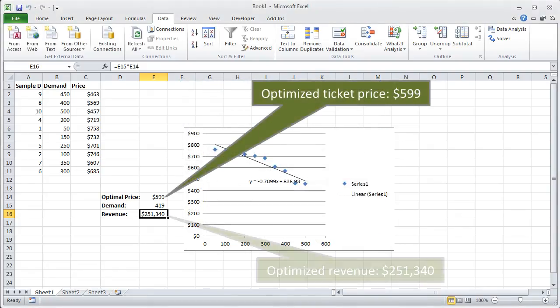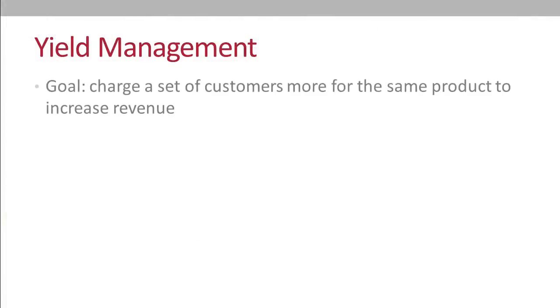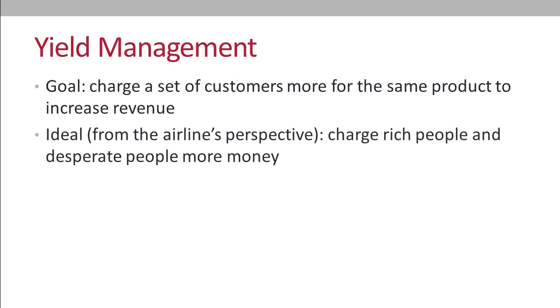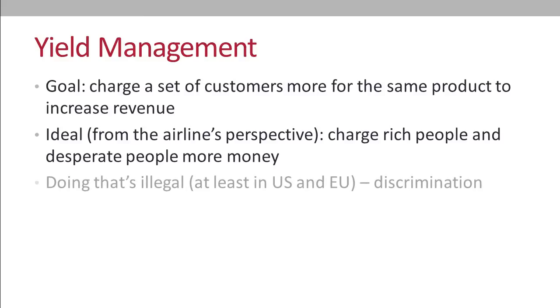If we charge the optimized price of $599 for tickets, we'd see around $250,000 in revenue. So let's move on to what we really want to do: charge some customers more for the same ticket to increase our overall revenue. In an ideal world, at least from the airline's perspective, we could charge each customer a different price based on how rich they are, or how desperate they are. But that's basically illegal, at least here in the US.